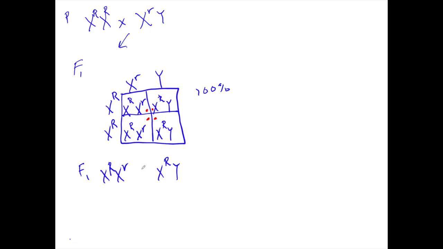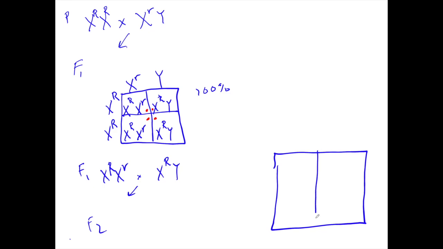Now, he didn't stop there. He then allowed these flies to mate with each other to create the F2 generation. Now, to figure out what the F2 is, again, you would do a Punnett square. So we draw our Punnett square.